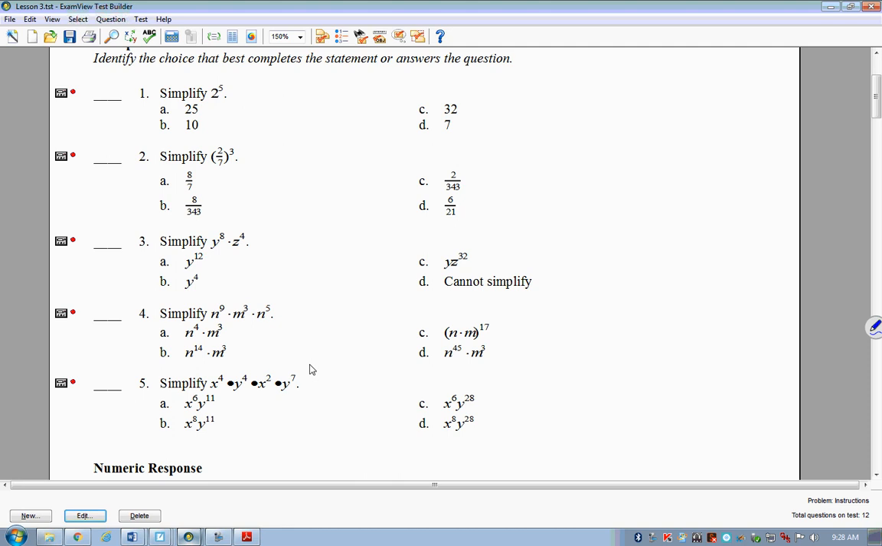2 to the 5th. What am I actually doing? Right, 2 times itself 5 times. Can anybody tell me what 2 to the 5th is? All right, let's do this mentally. What's that? Should be 32. All right, 2 times 2. That's 2 2's, right? What do I get?